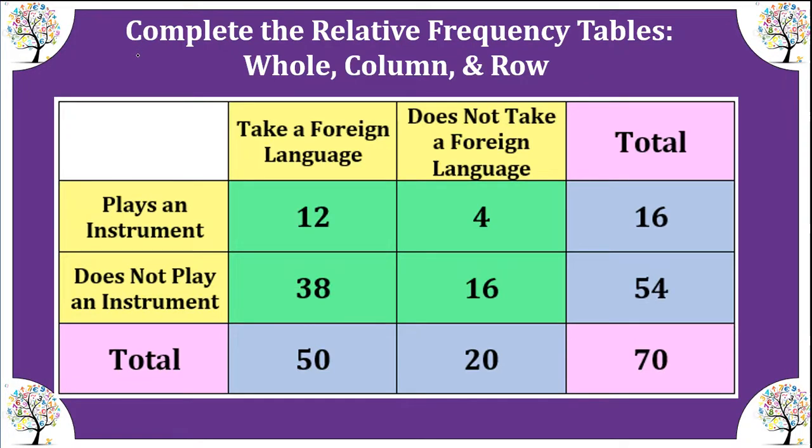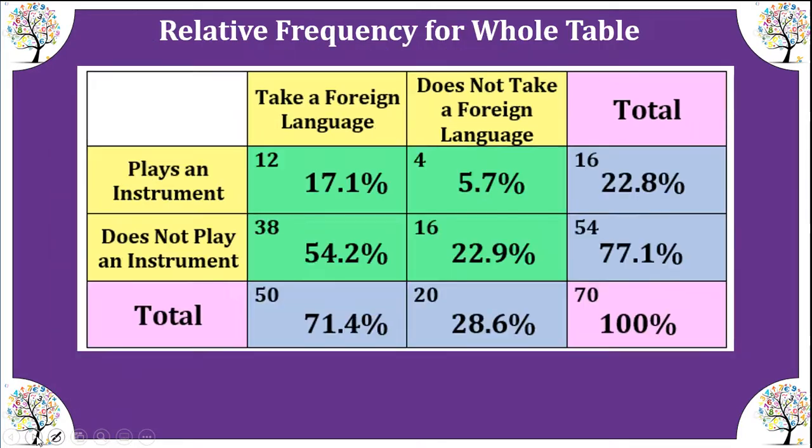So now let's create a relative frequency table. And we're going to do it first by dividing by the total surveyed. So we're going to take all of these entries and divide it by 70 and then multiply it by 100. So you can pause the video and complete this. Here are the results. And again, we're going to round to the 10th.